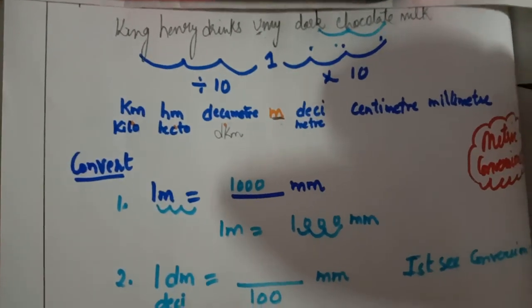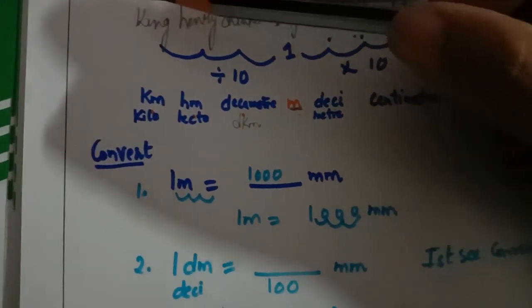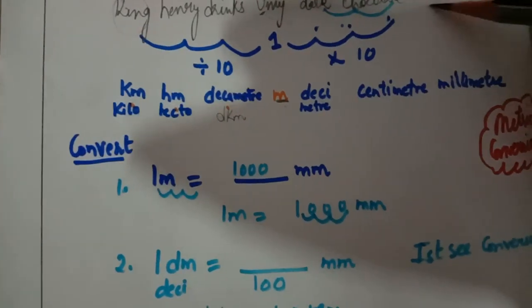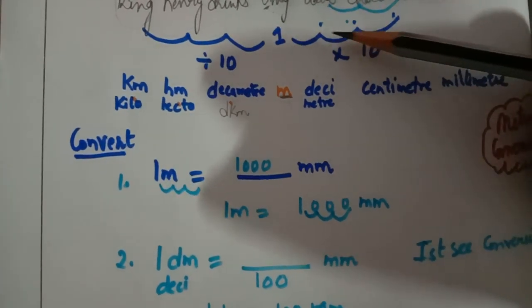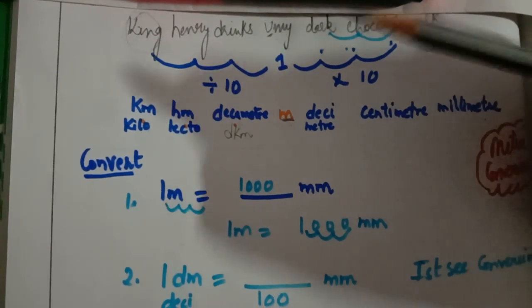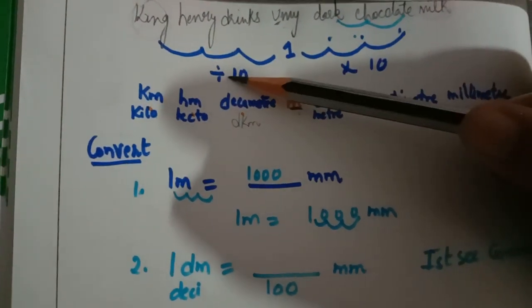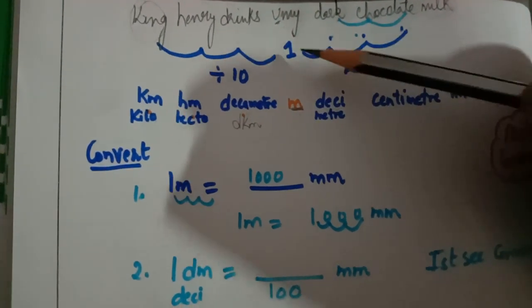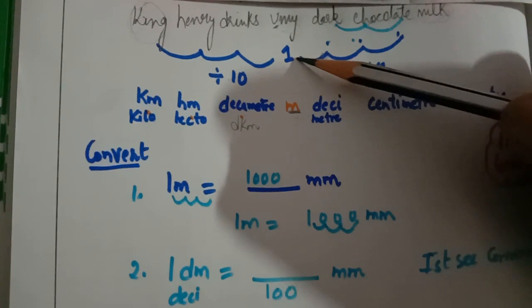Okay, next see how to convert. You have to remember this one is the bigger unit and this is the smaller unit. When we are going from bigger to smaller, we should multiply, and when we go from smaller to bigger, then we should divide.